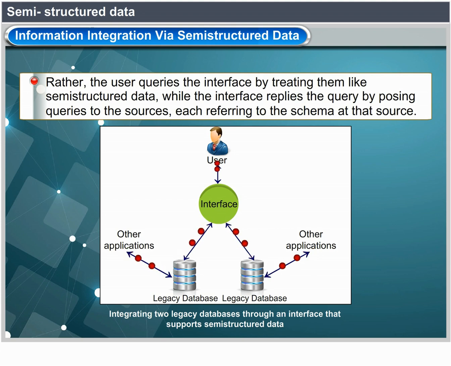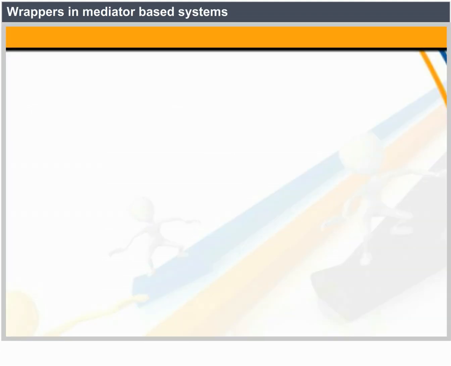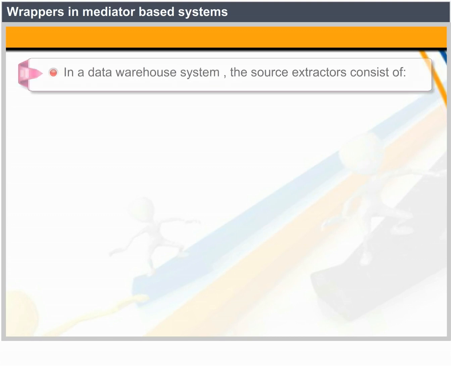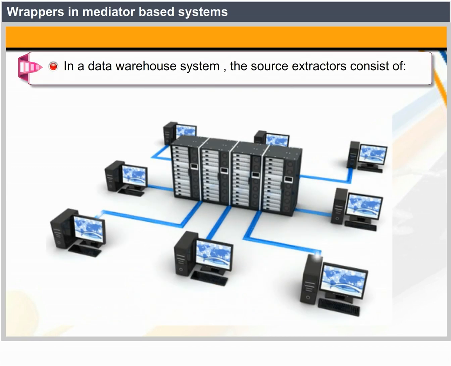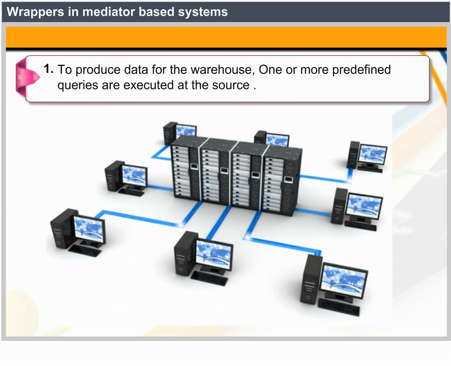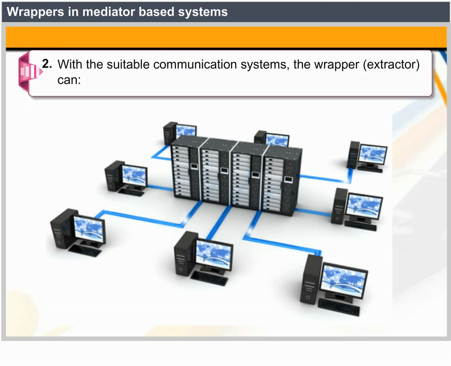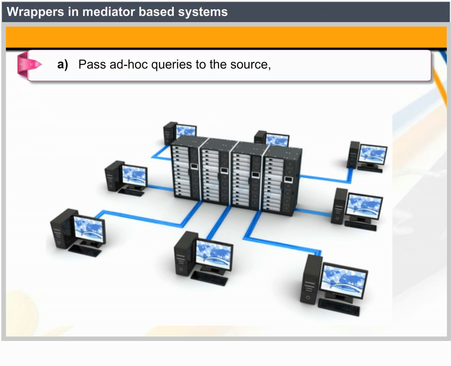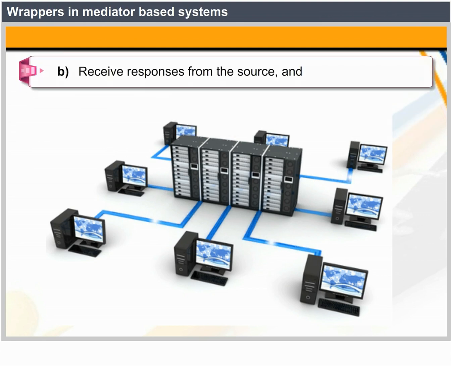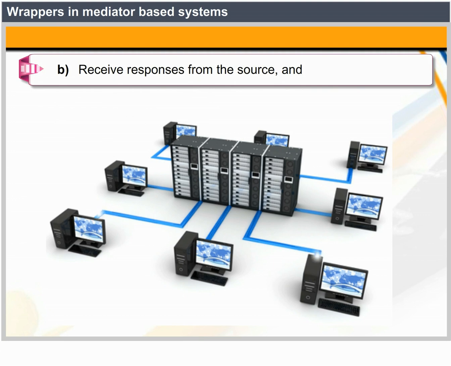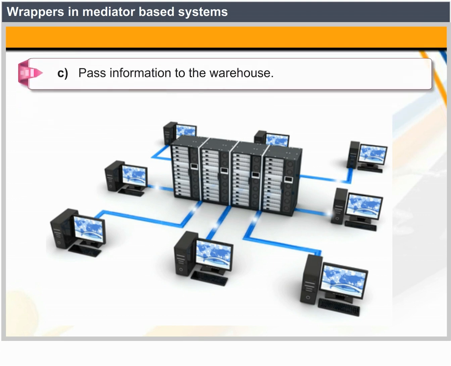Wrappers in mediator-based systems. In a data warehouse system, the source extractors consist of: Number 1. One or more predefined queries that are executed at the source to produce data for the warehouse. Number 2. Suitable communication mechanisms so the wrapper extractor can: Subdivision A. Pass ad hoc queries to the source. Subdivision B. Receive responses from the source. And subdivision C. Pass information to the warehouse.